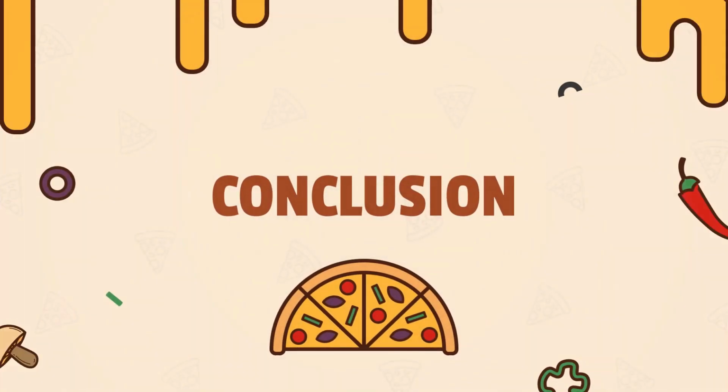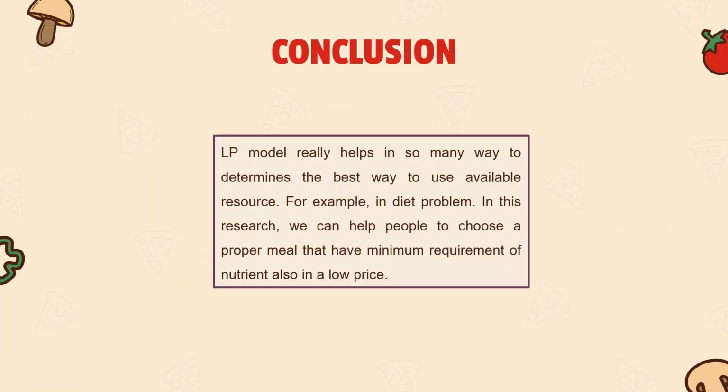Conclusion: LP model really helps in so many ways to determine the best way to use available resources, for example, in a diet program. In this research, we can help people to choose a proper meal that has the minimum requirement of nutrients, also at a low price.